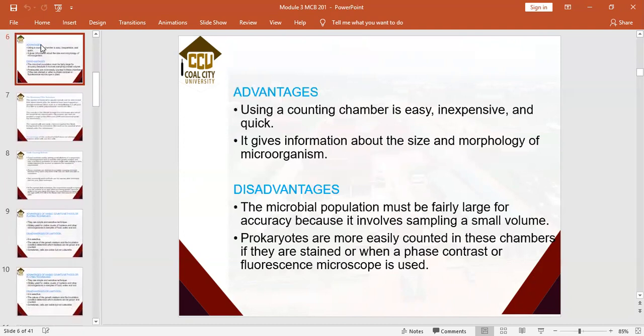We have advantages of this counting chamber. It is very inexpensive, easy to count, and gives information about the size and morphology of microorganisms. The disadvantage is that the microbial population may be too large for accuracy, so the cells may be jammed together. The prokaryotes are more easily counted than the eukaryotes.